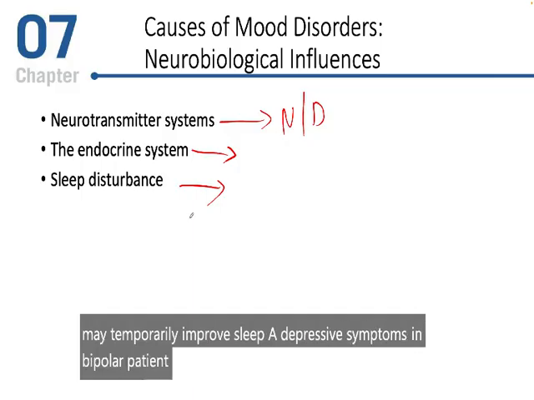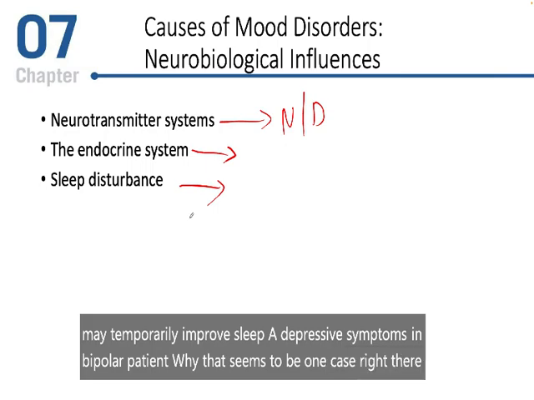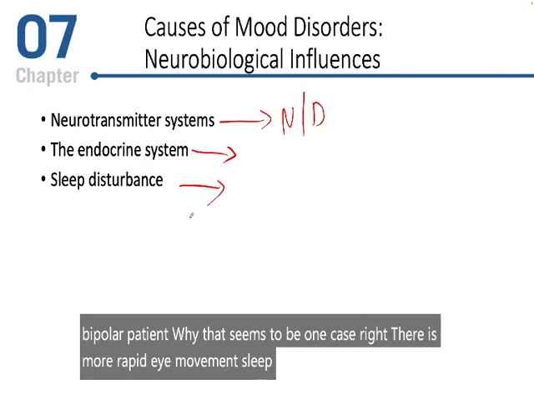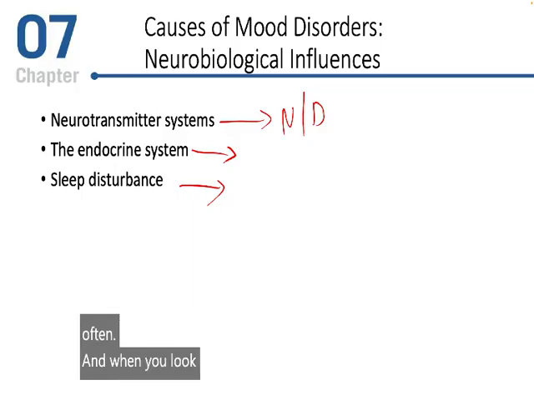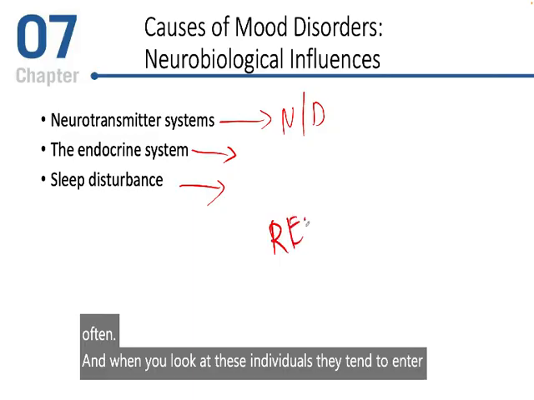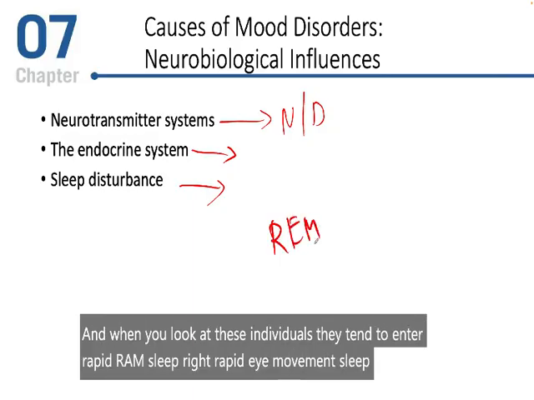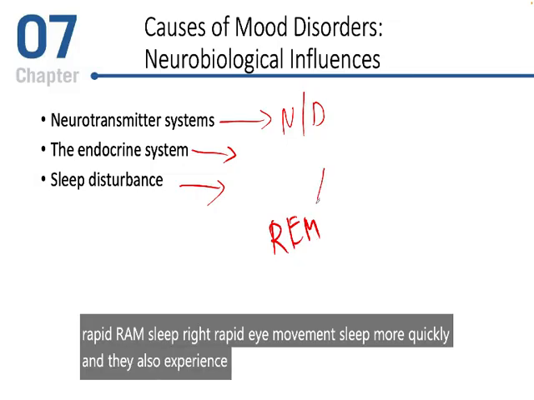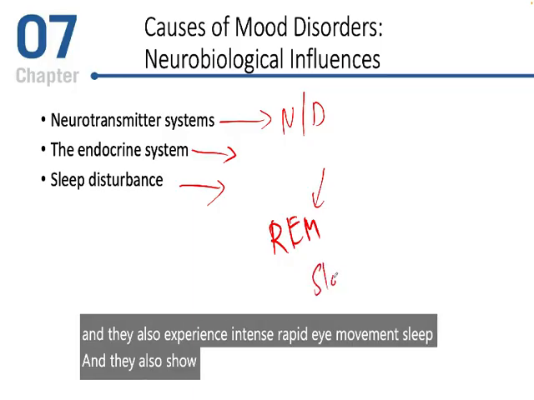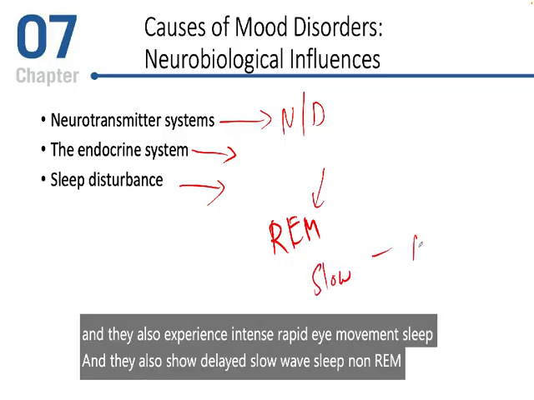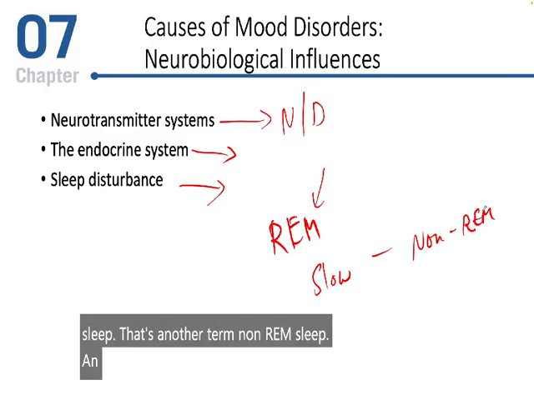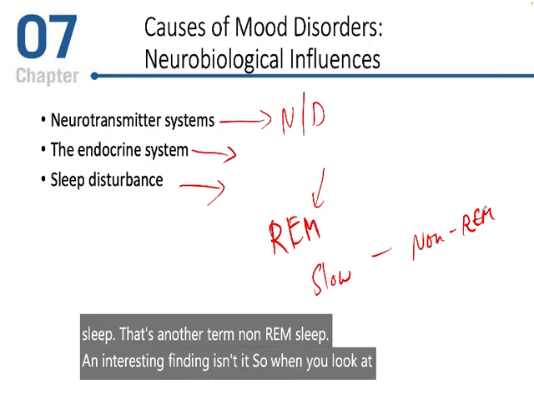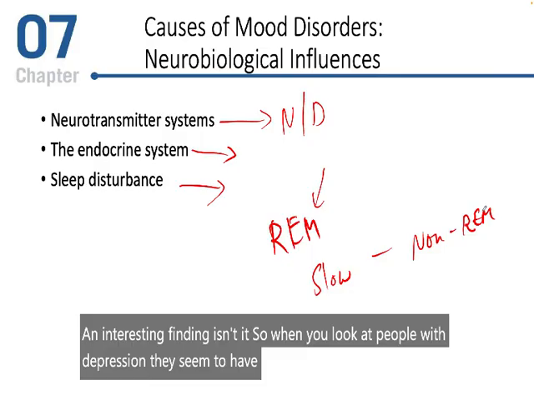Why? That seems to be one case, right? There is more rapid eye movement sleep and slow wave sleep is less often. And when you look at these individuals, they tend to enter rapid eye movement sleep more quickly, and they also experience intense rapid eye movement sleep, and they also show delayed slow wave sleep, non-REM sleep. That's another term, non-REM sleep. Now, an interesting finding, isn't it? So when you look at people with depression, they seem to have some type of sleep disturbance as well.